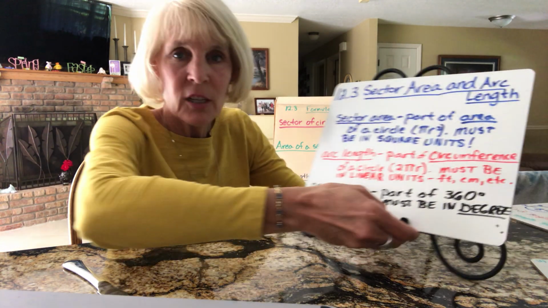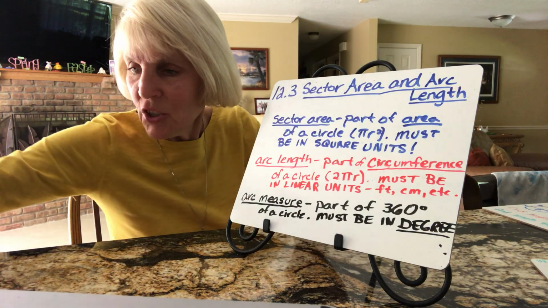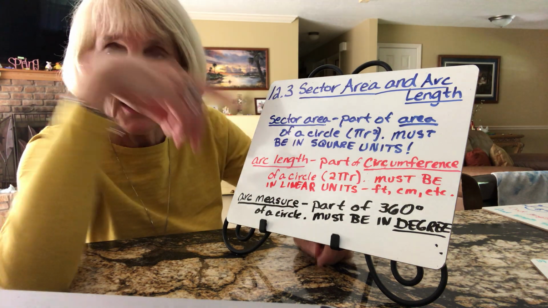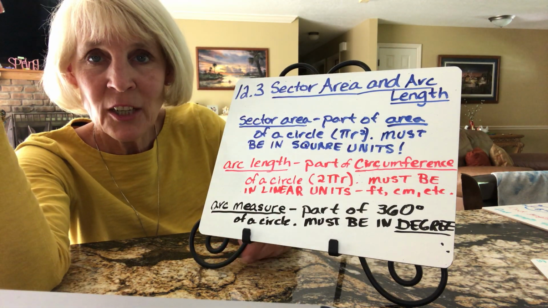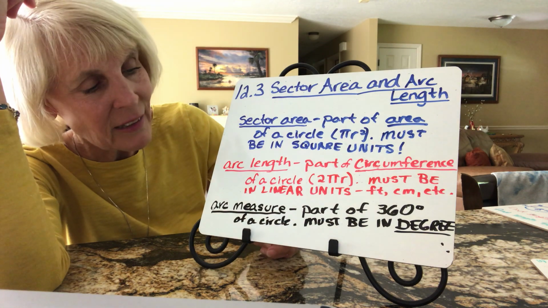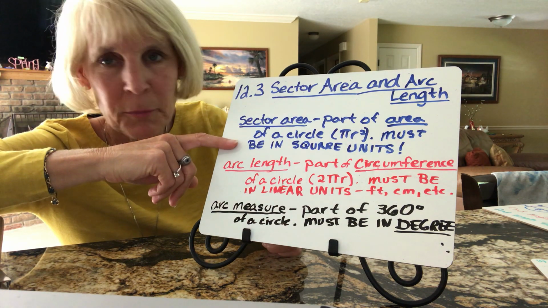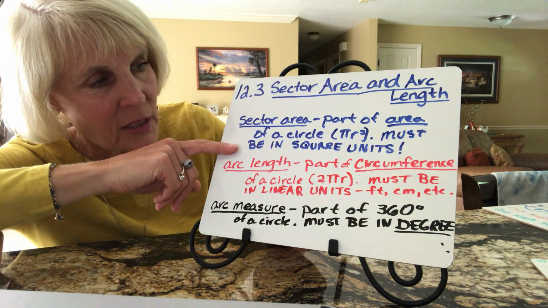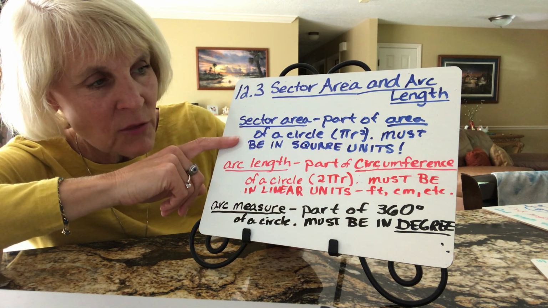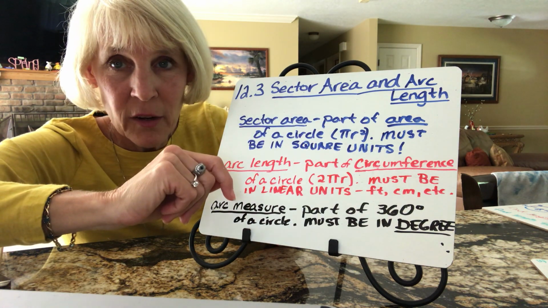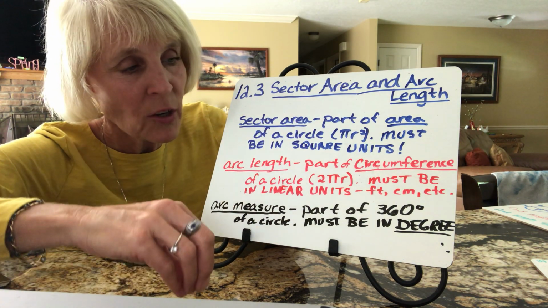So let's go ahead and start in our notes now, knowing that it's really just as easy as eating cookies. So we have 12.3 today, and 12.3 is on sector area and arc length. So as I said, the sector is just like a piece of pizza. So just think of it as a piece of pizza. It's part of the area of the circle. So you have to remember that area is pi r squared. The area of every circle is pi r squared.